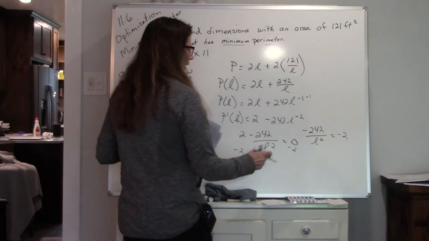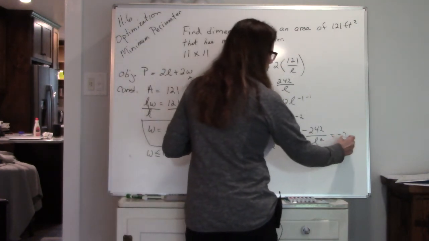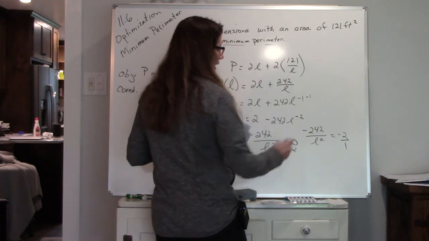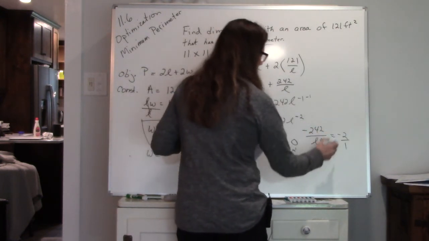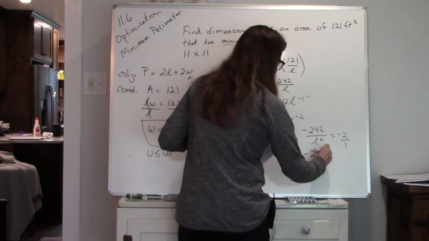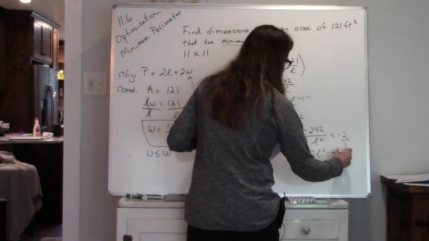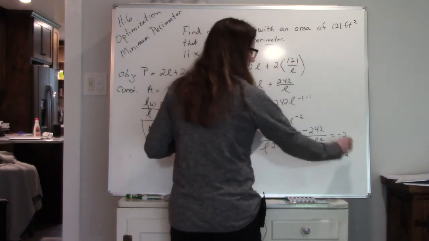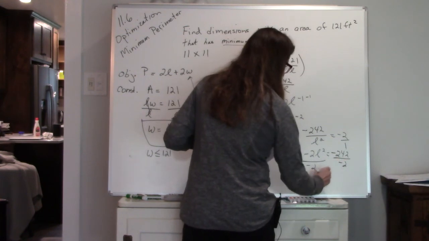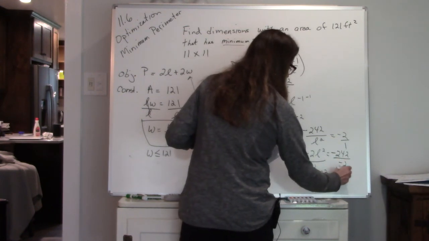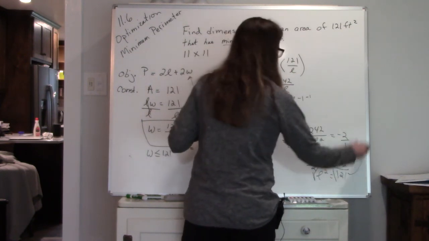Okay. And now, because this is a proportion, I can just put this over 1. I can actually do my cross multiplying. So L squared times negative 2 is negative 2L squared. Negative 242 times 1 is a negative 242. And now I have a straight equation. I can divide both sides by negative 2, and I get L squared equals 121. Square root both sides.